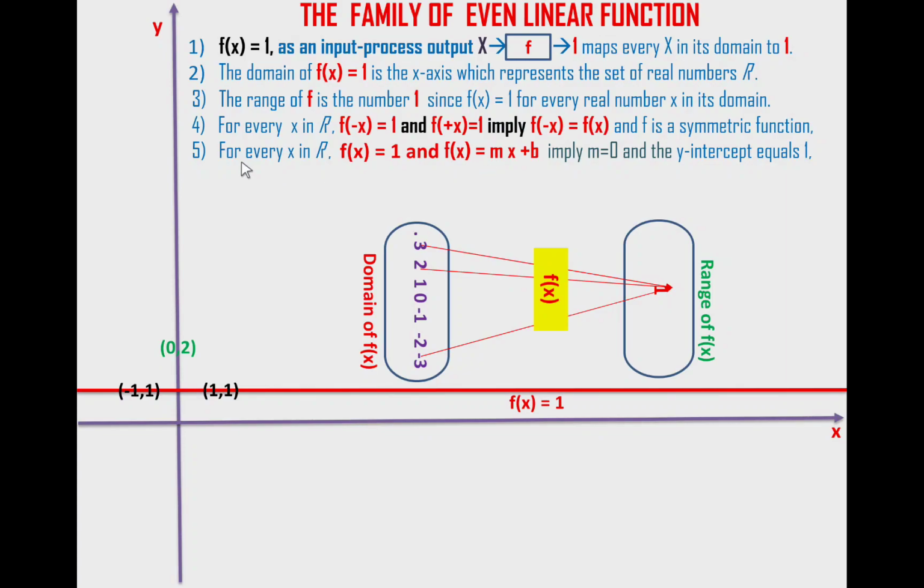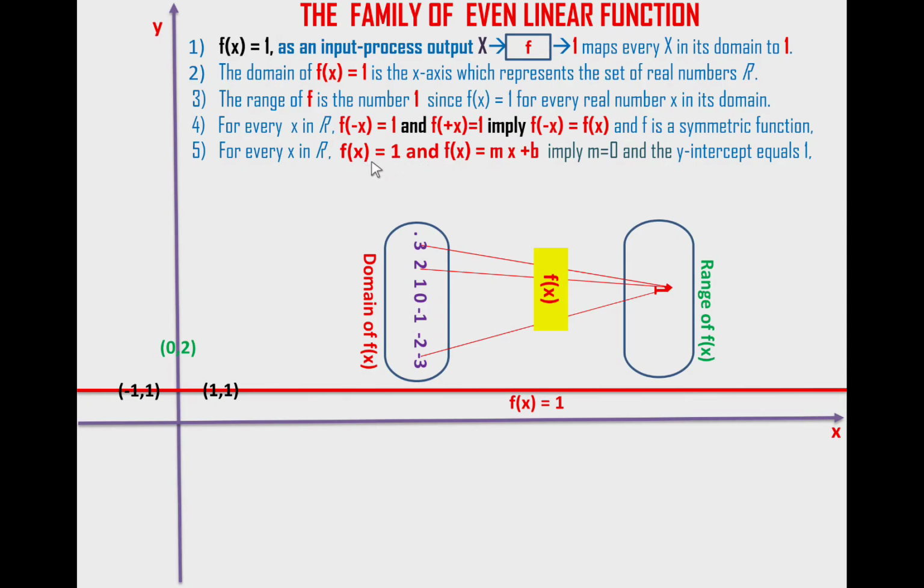And that's why we say over here, for every x in the range, f of x equals 1, and the general formula of linear functions, f of x equals mx plus b, implies m equals 0, and the y-intercept for f of x equals 1 is 1 itself. One more time, 1 is the y-intercept for f of x equals 1 because 1 equals b.